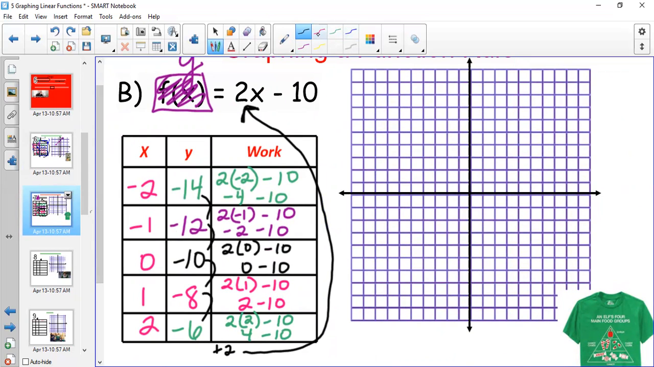All right, so let's now graph to hopefully get the right one. Now I have a problem. The first 2 go off my graph here. So I'm not going to be able to plot (-2, -14) or (-1, -12), which is fine.